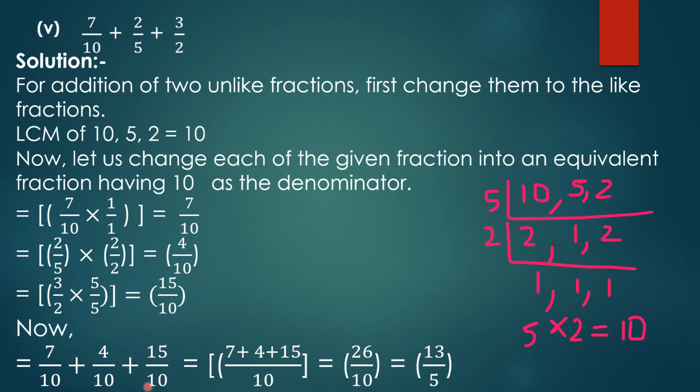Here the denominators are same. Therefore we can add the fractions now. Write down the denominator as it is. Add the numerators 7 plus 4 plus 15. So the addition of these three is 26. Therefore it is 26 by 10, which is equal to 13 by 5. How? 2 5s are 10 and 2 13s are 26. Therefore answer is 13 by 5.